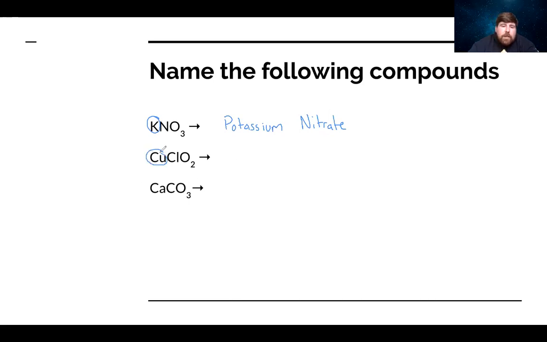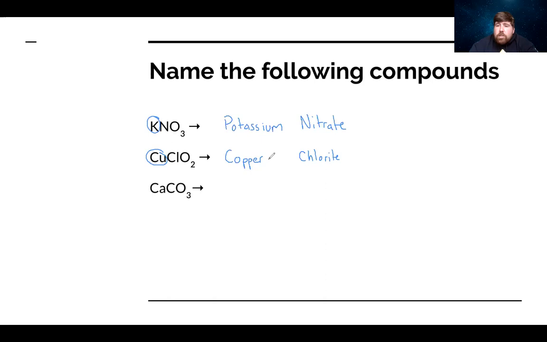The next one we have here is CuClO2. So we know that the first substance is copper. Now copper is a transition metal, so I will need to indicate the charge of it using a Roman numeral. And I figure out the charge of copper based on what it's bonded to. It looks like ClO2 is the polyatomic ion chlorite.